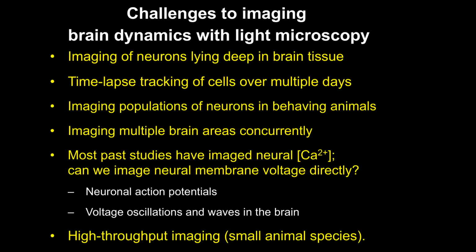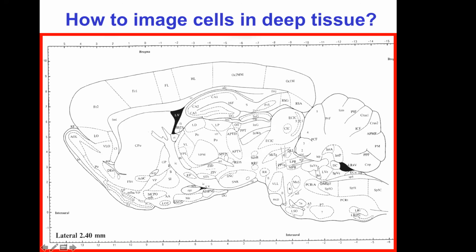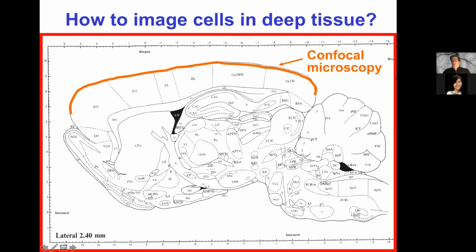So let's get started. I'm first going to discuss the challenge of imaging cells deep in brain tissue. And this slide illustrates some of this challenge. This is a sagittal view of the rat brain. And the chief impediment is actually light scattering, not light absorption at the wavelengths we typically use. And so for the typical confocal microscope, say confocal fluorescence microscopy, one can penetrate about 50 microns, maybe 100 microns at best into brain tissue, again, limited by light scattering.